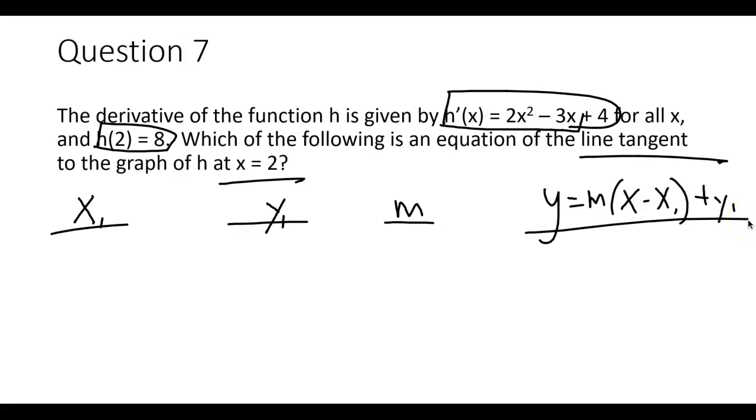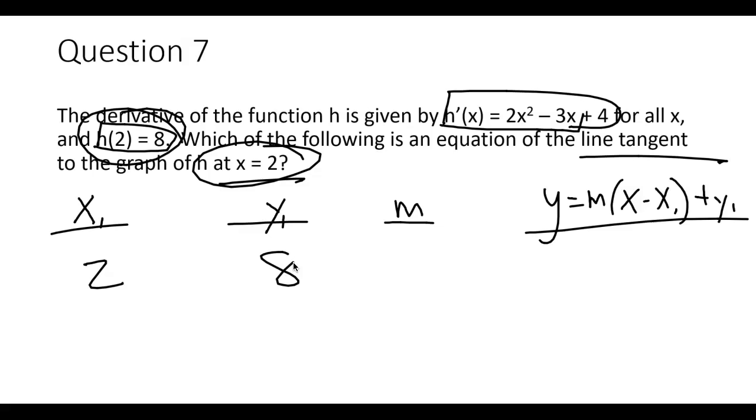And then you're done. So obviously the x value is 2. We want to find the y value now that goes with that, and that's from right here. H of 2 equals 8. That means that when x equals 2, y is 8.